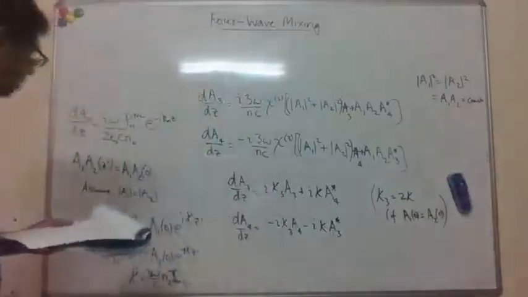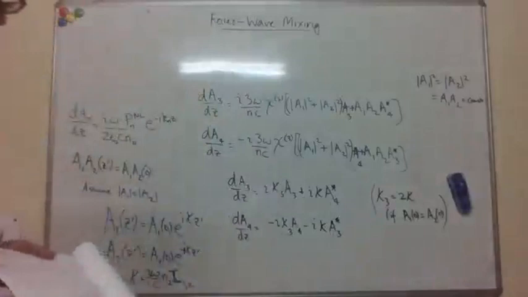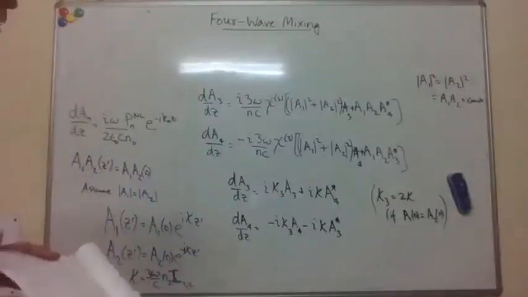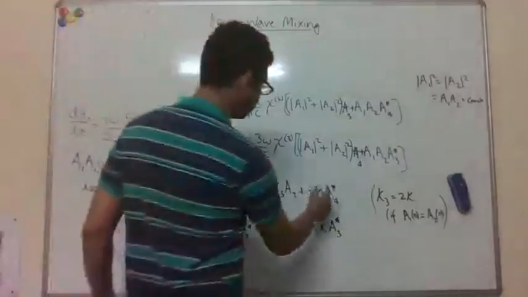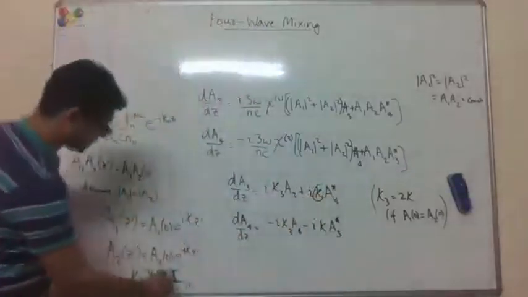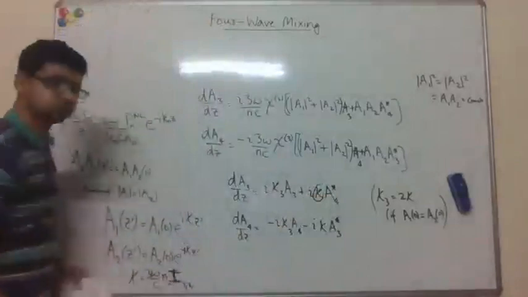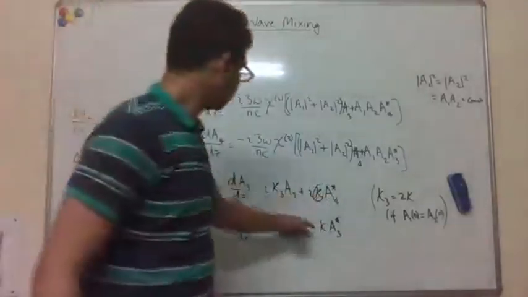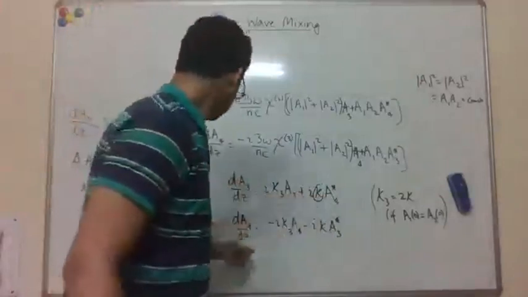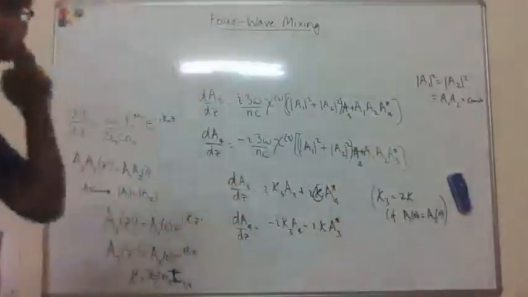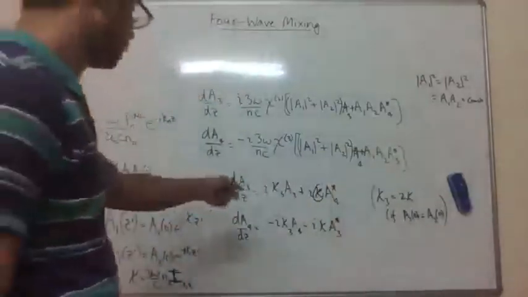Professor, this A3 and A4 values are very less. That means coupling will be less. No, so the coupling constant kappa, you can see depends on the intensity of the pumps I1 and I2. Okay, sir. Right? So the coupling constant depends on the intensity of the pump, which is strong. Right?